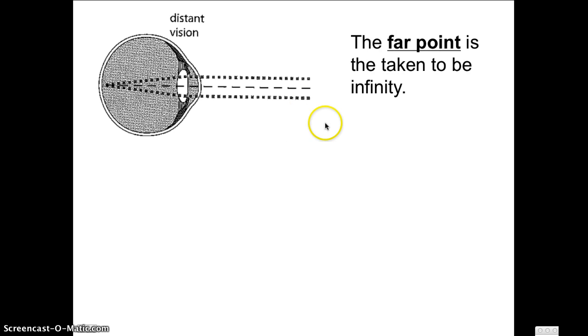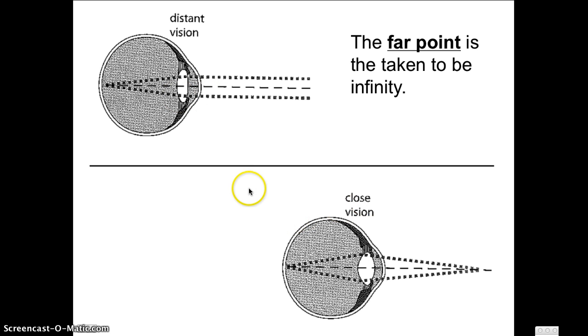So here's what distant vision looks like. And you see how these rays extend all the way out to infinity, right? Whatever the eye is looking at in this image here, it's so far away compared to the size of the eye that these lines might as well be parallel to each other. Not perpendicular. They might as well be parallel to each other. And that means that they just extend out to infinity. So because of how far away we can see compared to the size of the eye, we just say that the far point is infinity.